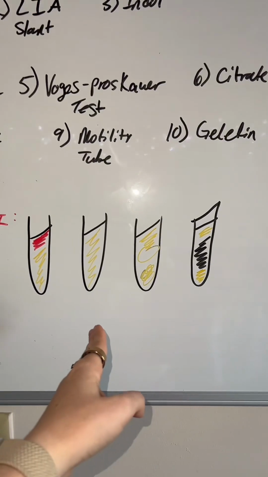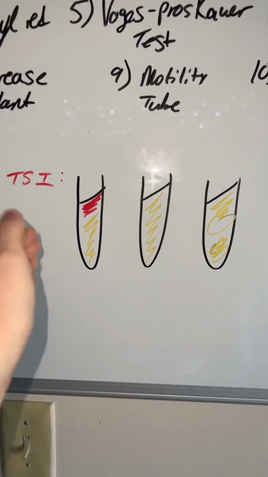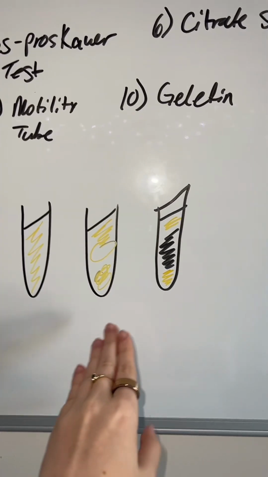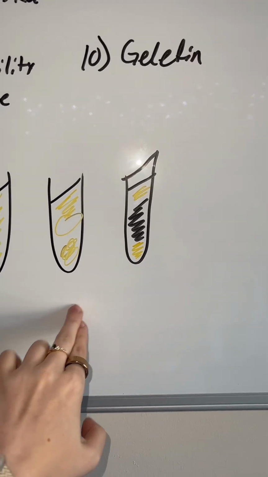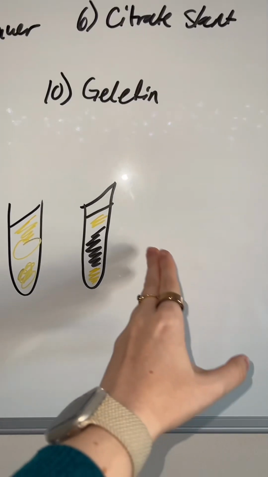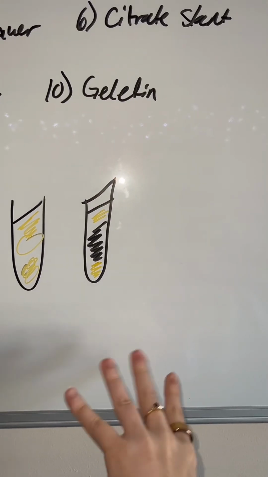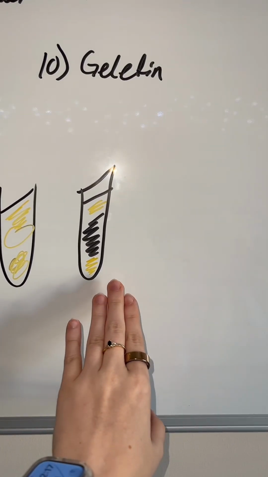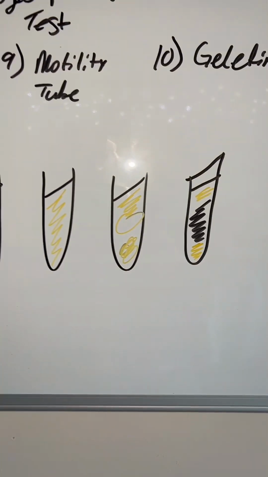You can have all acidic, which is A over A. You can have alkaline over acidic, which is K over A. You could also have gas production, so that's going to be A over A with the bottom A circled. Or you could have H2S production, which is any blackening in the tube, so that would be A over A, H2S positive is how you would denote that one.